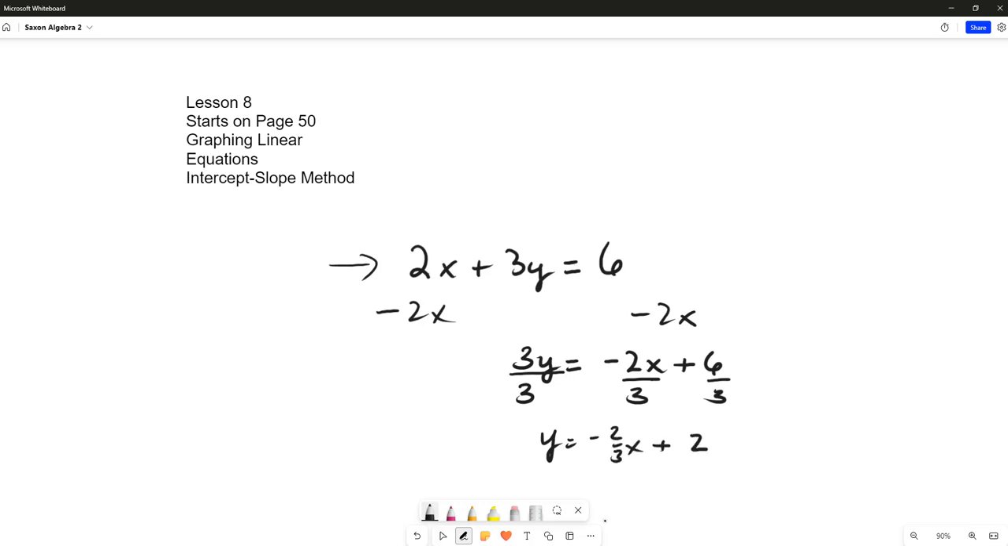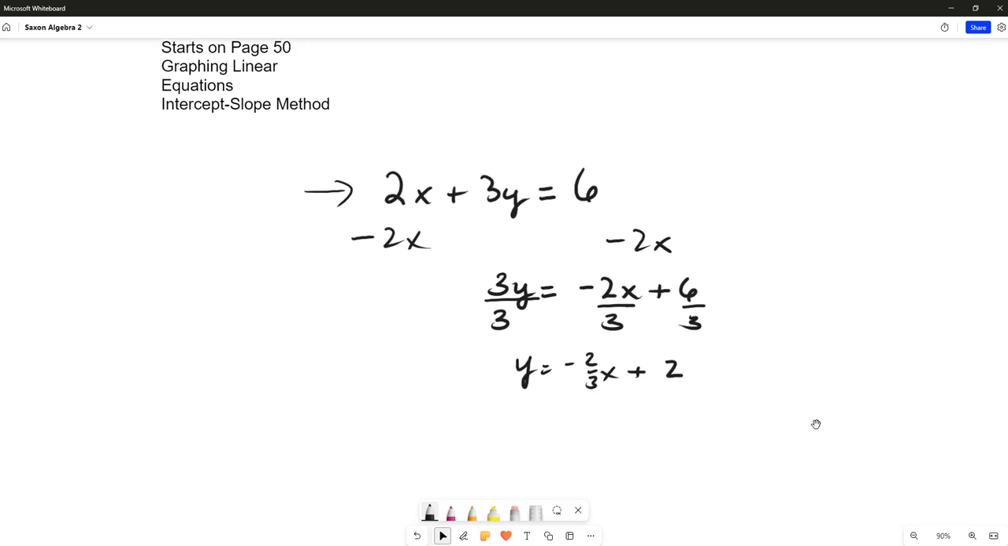Now this is in slope-intercept form. And the parts of this are, this is the slope, and this is the y-intercept. You will often see this equation when you talk about a line: y equals mx plus b, where m is the slope and b is the y-intercept.